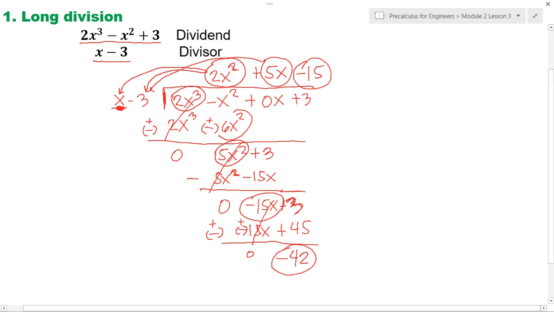So, our final answer would be 2x squared plus 5x minus 15 plus kung ano yung na remainder. So, negative 42. Dapat yung remainder mo pagsulat, i-over mo sa divisor, which is x minus 3. And as what I have... Okay. Question.